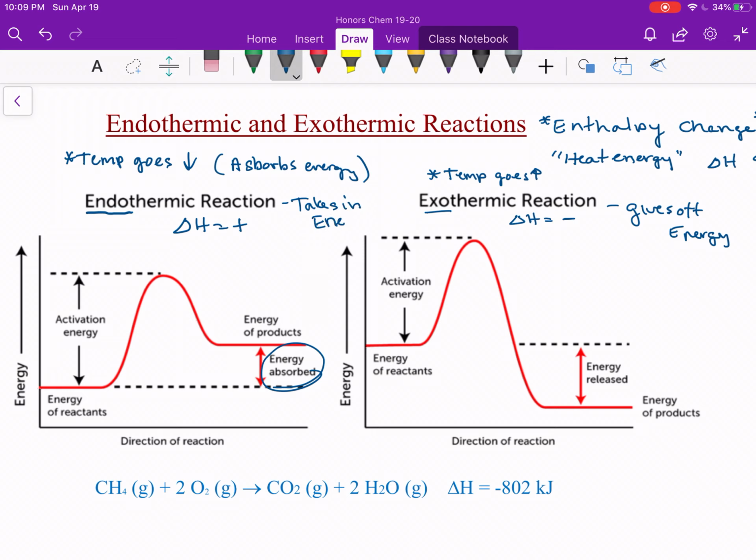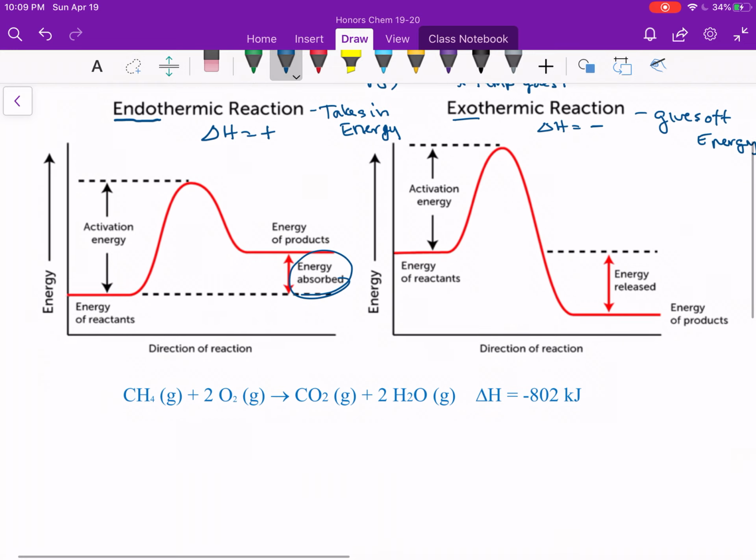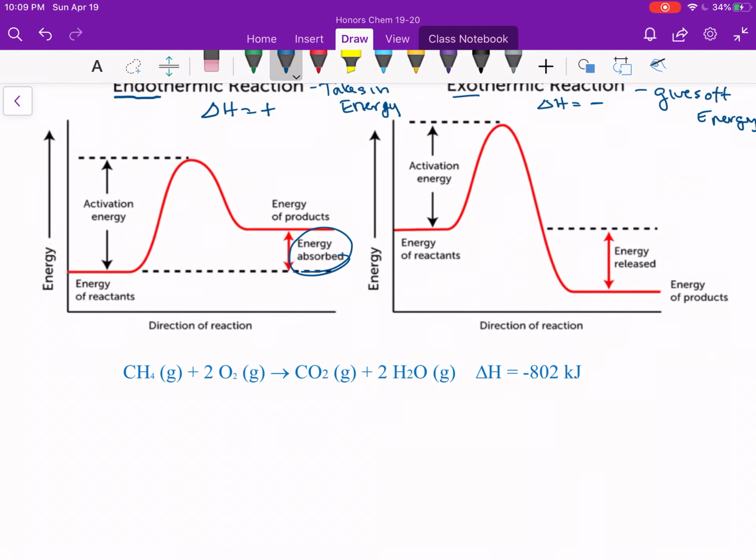Okay, now, why does this happen? Why does a chemical reaction either take in energy or give off energy? Well, let's take a look at the reaction profile and see what it's all about. Here you can see our reactants. Our reactants always have a certain amount of energy, and the reason is that they have some bonds that have some energy, quote unquote, stored in them.